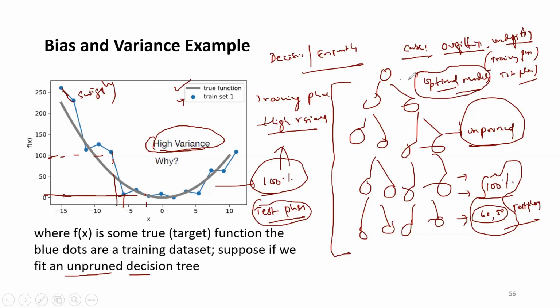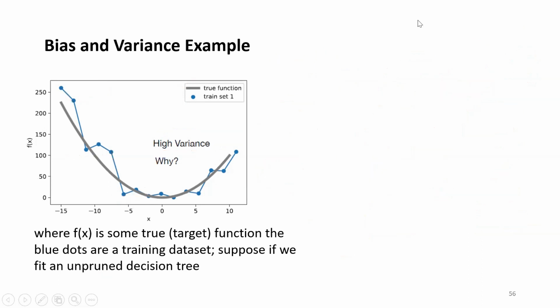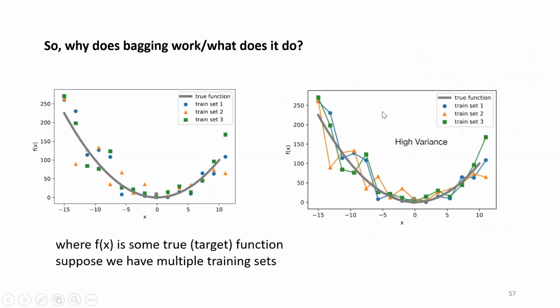To get this optimal model, you have to always control your bias and variance. As I told you earlier, bias and variance are always a trade-off. Anyhow, guys, this is what we see as a high variance model. But let's try to consider what usually happens when you go with the bagging concept when you have these high variance models.